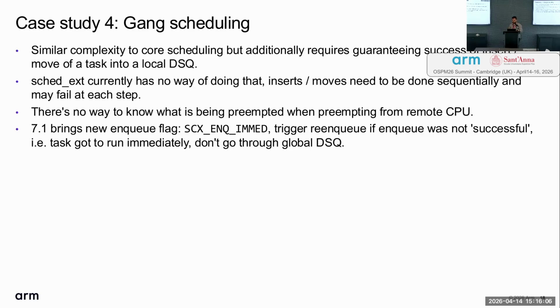7.1 actually brings a new flag, which is SCX_ENQ_IMMED, which will, if it wasn't successful, go through ENQ again. So you don't get feedback immediately when you call it, but at least you see the ENQ, and you avoid the global DSQ. I think there is actually a flag to always use ENQ immediately, which is almost the same as disabling a global DSQ. So that's almost what I wanted to ask for.